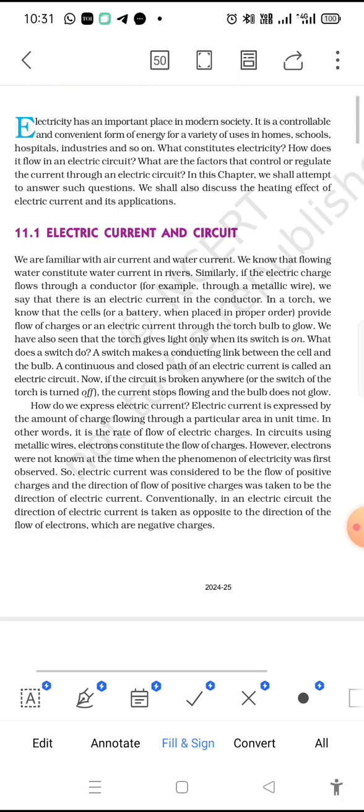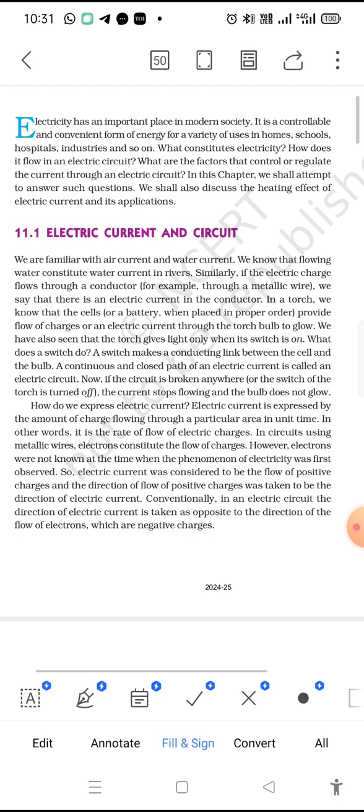In a torch, we know that the cells or a battery, when placed in proper order, provide flow of charges, or an electric current, through the torch bulb to glow. We have seen also that the torch gives light only when its switch is on. What does a switch do? A switch makes a conducting link between the cells and the bulb.